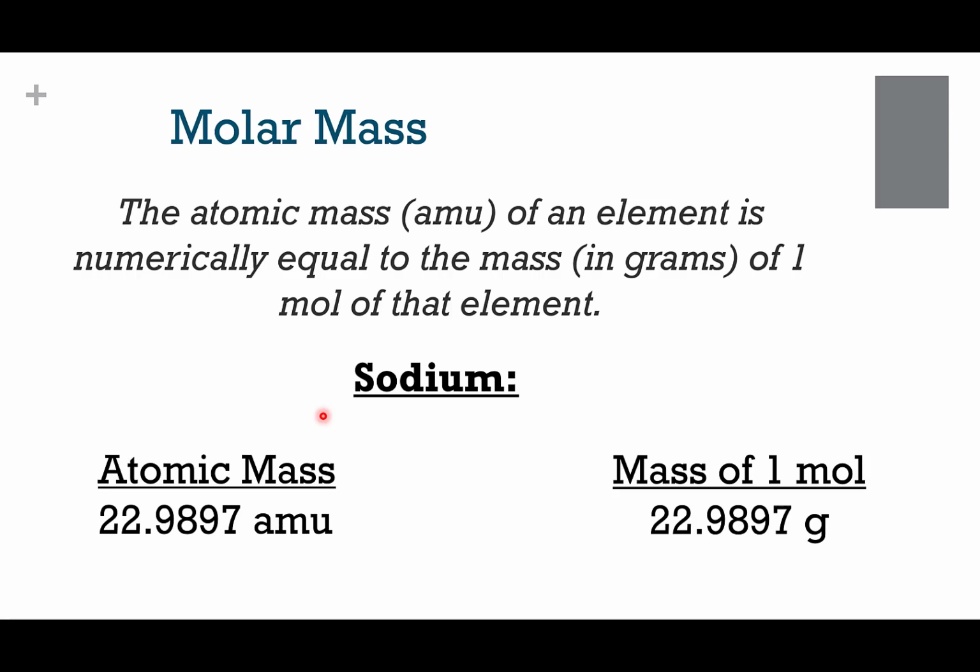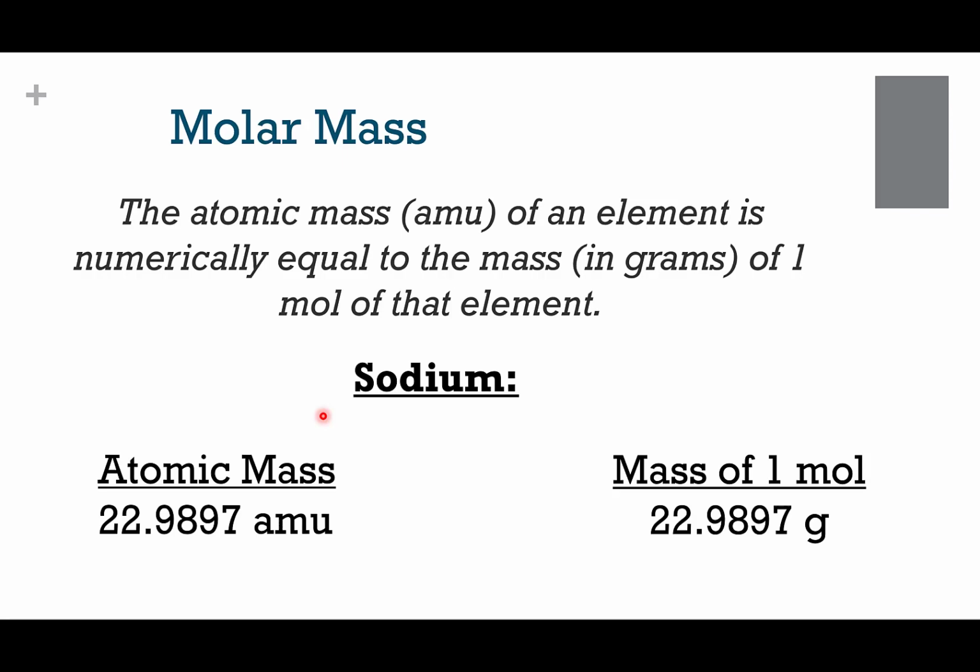The actual definition of this sounds really complicated, so I'm going to read it and break it down. The atomic mass in AMU of an element is numerically equal to the mass in grams of 1 mole of that element. The element I'm going to use as an example is sodium, chemical symbol Na.